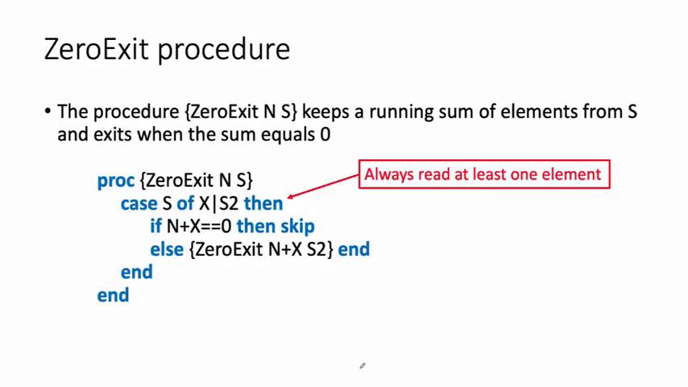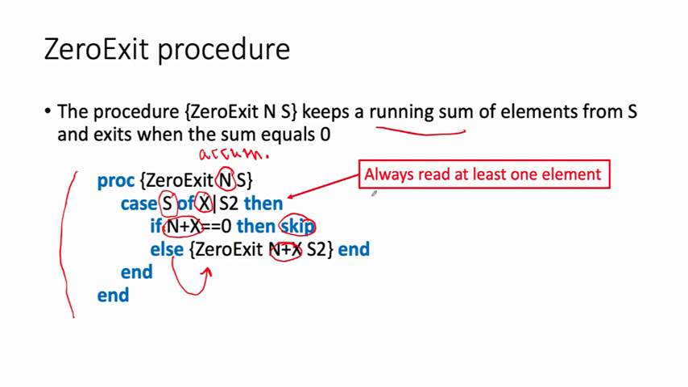And then there's the ZeroExit procedure. This is the final thing, and then we're done. You can see in the ZeroExit procedure here, ZeroExit keeps a running sum of elements. So n is an accumulator, actually. It takes an element x from the stream. It looks at n plus x. If n plus x is 0, then it's done. No recursive call. Otherwise, it does a recursive call with n plus x.